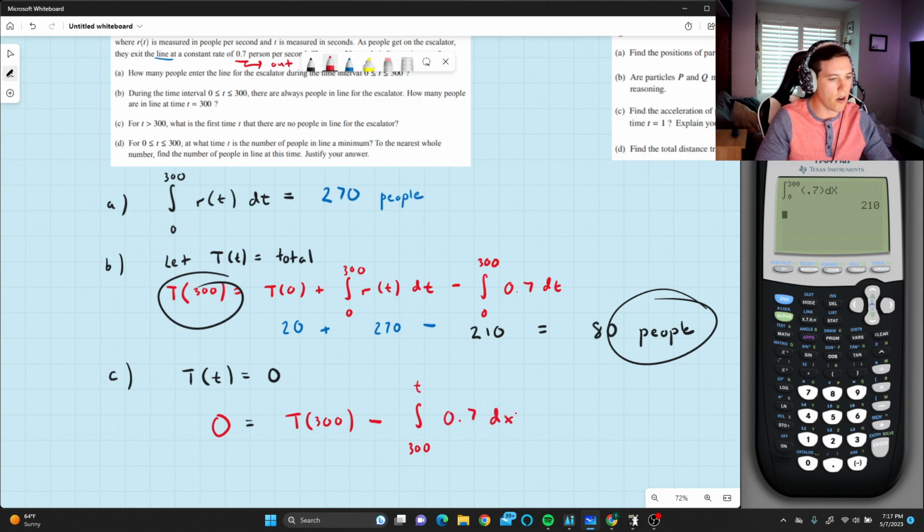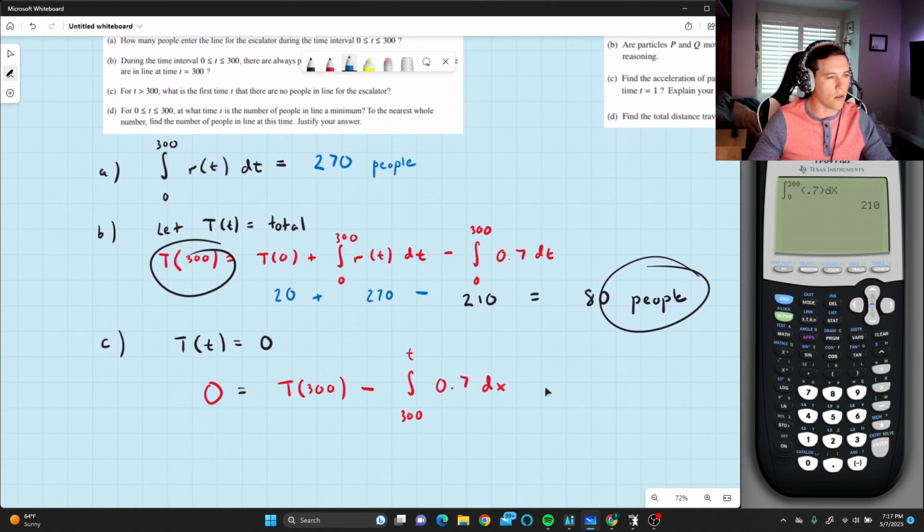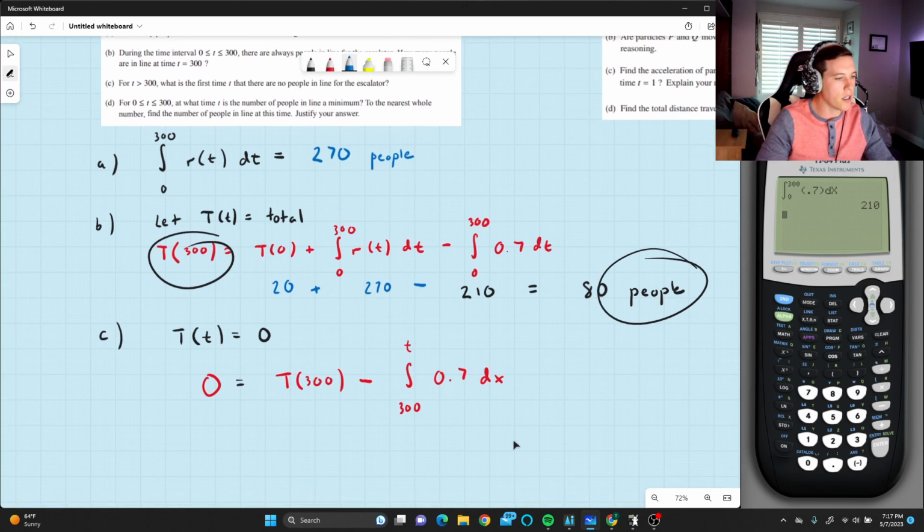And then don't use the same variable here. Remember, we use a dummy variable if t is our variable outside. And this is the setup. So this is a tricky question for sure. This year would probably be worth 2 or 3 points, and I bet people would miss this point because it's a weird setup. But the point is, you know, at time 300, there were 80 people. Now, what do we do here?